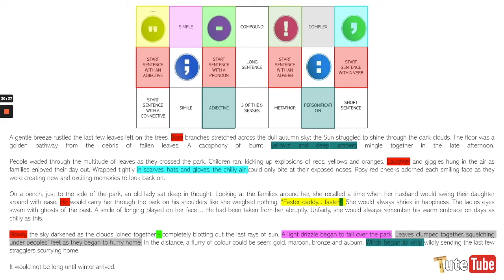"A light drizzle began to fall over the park." That's a simple sentence. "Leaves clumped together, squelching under people's feet as they began to hurry home." That is a complex sentence. "Winds began to whip." That is personification.